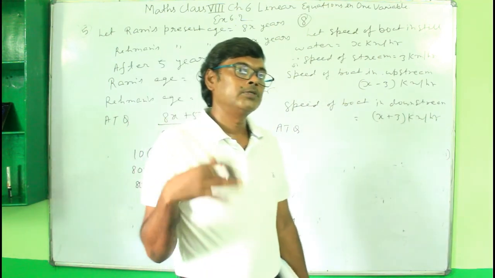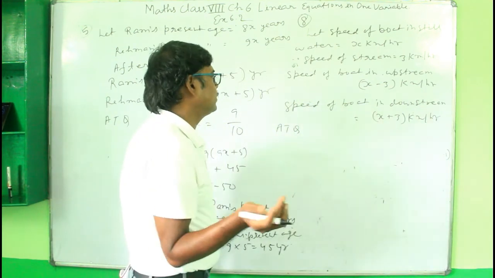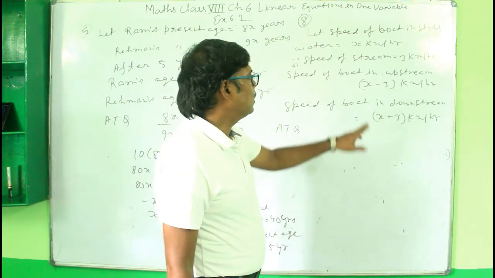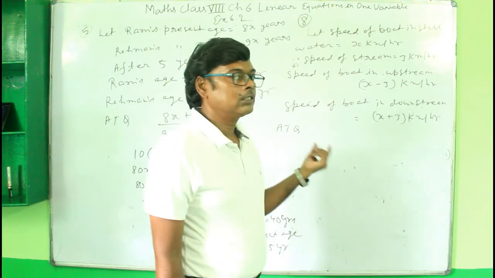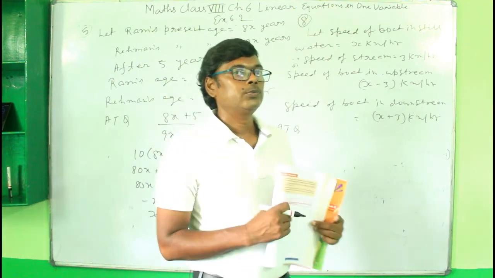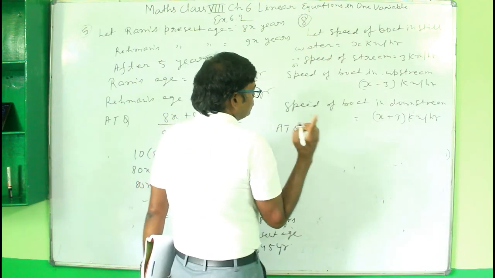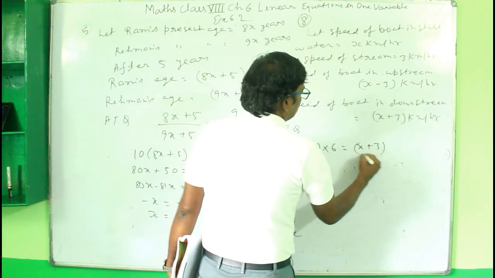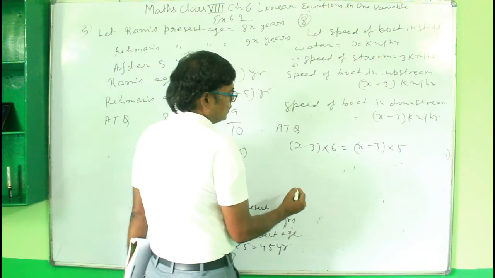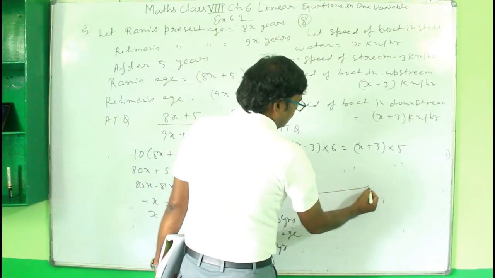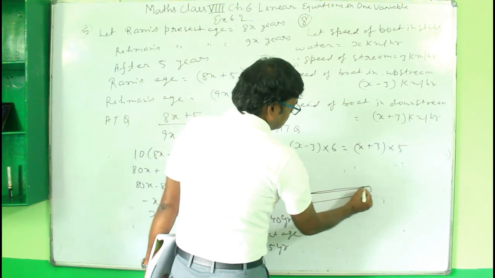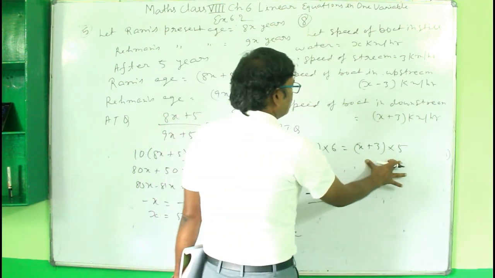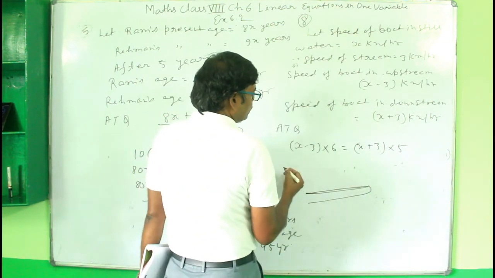because the distance in the upstream and downstream are both equal. Okay, the distance is the same here, but you know that in the upstream the time taken is 6 hours. And what is the distance? Distance equals speed into time. So here (x minus 3) into 6 equals (x plus 3) into 5, because the person is going downstream and back upstream. The distance is the same here. So this is the distance covered in 6 hours in the upstream, and this is the distance covered in 5 hours in the downstream, and both are equal.